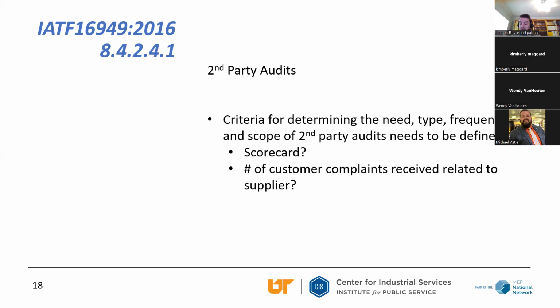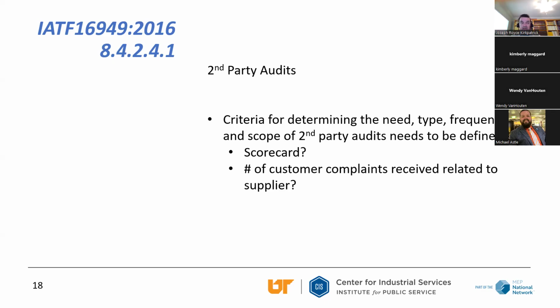We need to determine and document the criteria for determining the need, type, extent, and frequency of second party audits. Typically, that's done through the scorecard system that we're monitoring our suppliers with and giving them a score. It could be we set it up so that if they're below a 60, maybe that triggers us to do a second party audit. Or maybe if they're red 3 months in a row, that triggers us to do a second party audit.